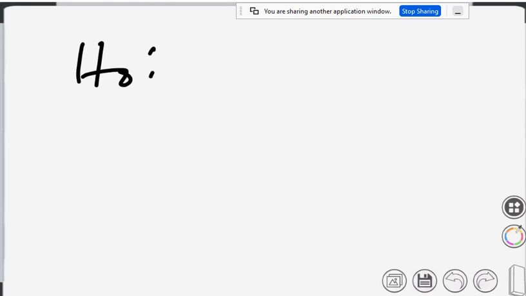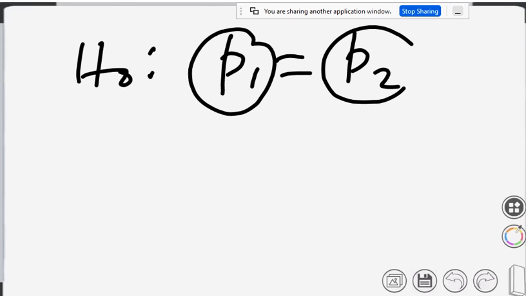H naught is P1 equals to P2. P1 equals to P2 means proportion before and proportion after are equal. Equal. P1 minus P2 difference is 0. There is no difference. No significant difference. But what is the alternate hypothesis? Do you think that there has been a significant decrease? Okay. So what will be the alternate hypothesis?